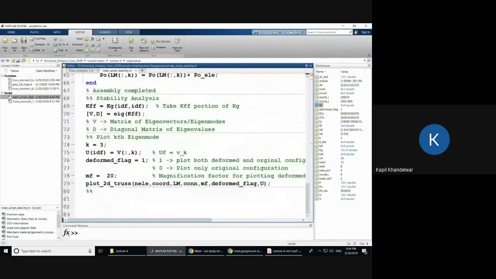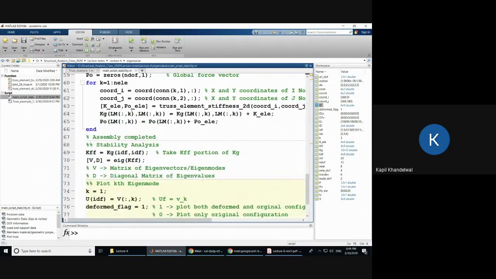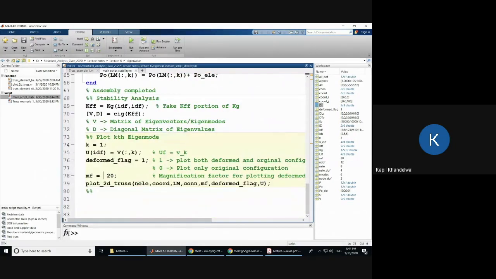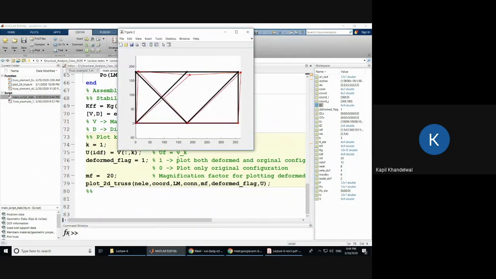We do the same exercise. Let me plot what the first mode looks like. After doing the stability analysis, let's plot the first mode. And this is what the first mode looks like. And you can see that this is a strain-inducing mode. And in this case, none of the part of the structure is moving as a rigid body. And so this is a stable system now.